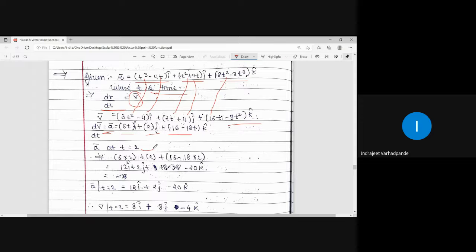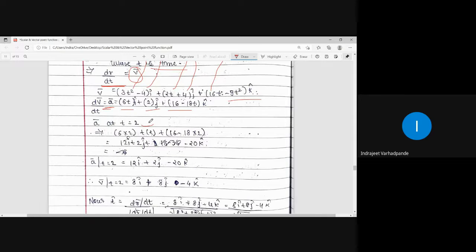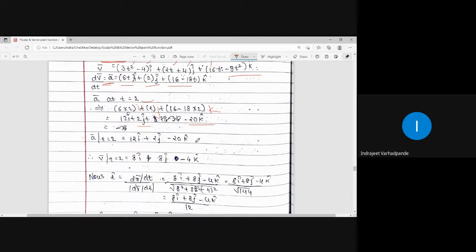Acceleration at t is equal to 2, because we are interested in finding out the components of acceleration. So putting the value of t as 2, I am getting 6 twos are 12i plus 2j minus 20k. So ultimately the acceleration at t is equal to 2 is 12i plus 2j minus 20k. Velocity at t is equal to 2 is 8i plus 8j minus 4k.